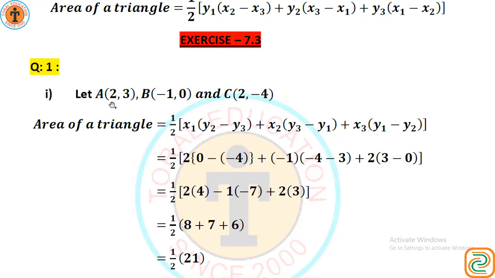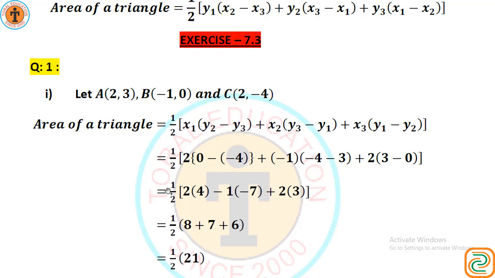Look, x1 means this one. We have taken x1 is 2, y2 that is 0 minus 4, this is minus 4, y2 minus y3. Similarly, x2 means minus 1 bracket y3 minus y1, so minus 4 minus 3. Similarly, x3 is 2 bracket y1 minus y2. Okay, so 3 minus 0.